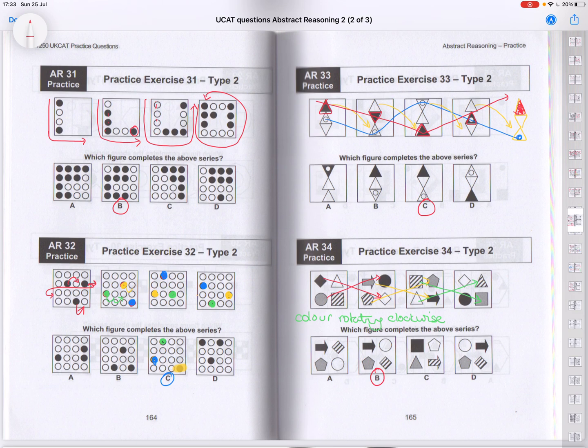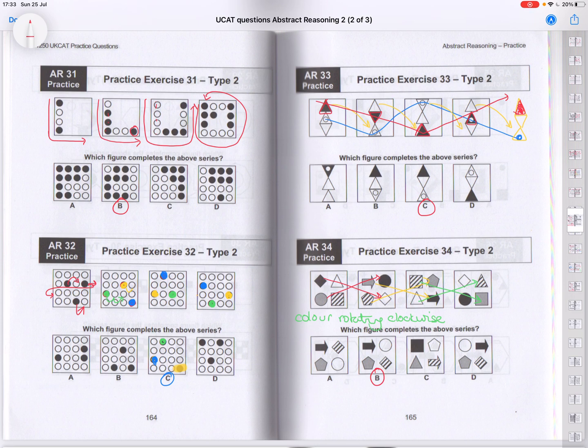In this example, the triangles are rotating from top to bottom. But there's also a change in the movement of the circles, which are zigzagging up and down, and the location of the black triangle, which is moving top, middle, bottom, middle, so we're expecting top. So just working your way through each of those movements gives you C.